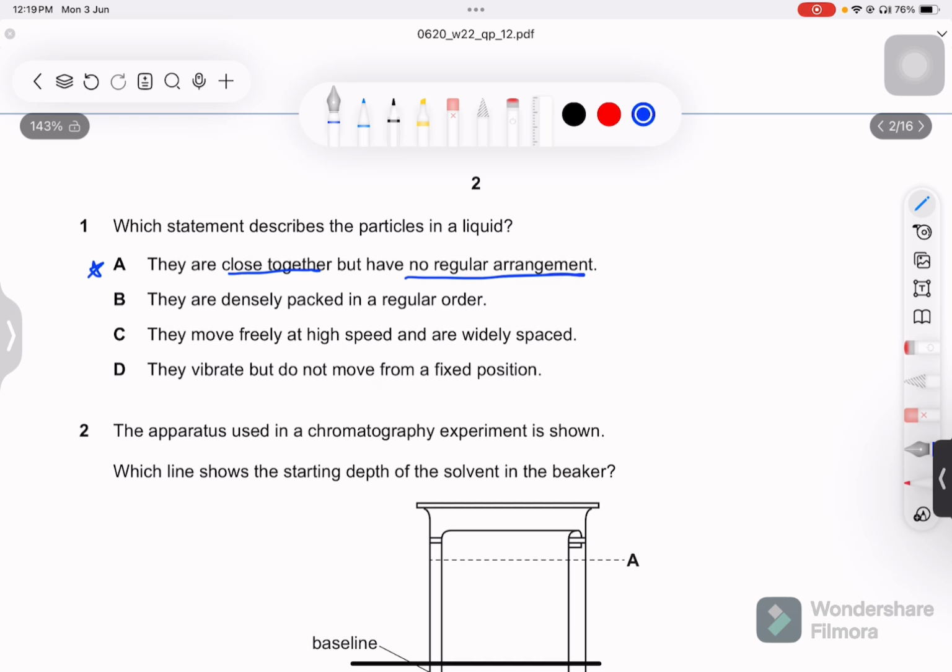They are densely packed in a regular order. This is for solids. They move freely at high speed and are widely spaced. This is for gas. They vibrate but do not move from a fixed position. Again, a solid. So option A is the closest.